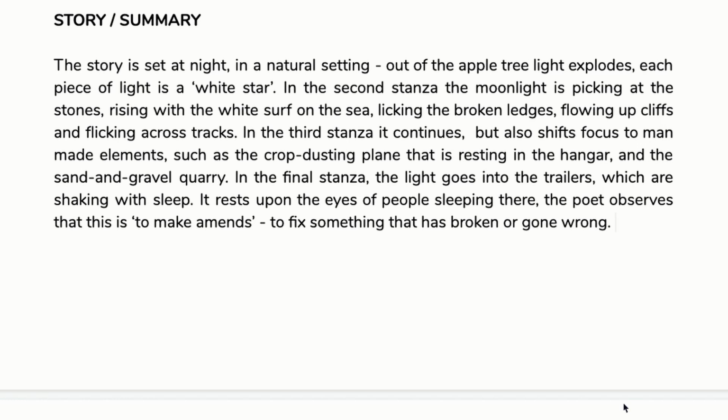Finally, the light goes into the trailers, and we assume that there are people in the trailers, so they're shaking with sleep, and it rests on the eyes of the people who are asleep there. So it bathes the sleepers in the trailers in moonlight. And the poet uses a simile, and she says, as if to make amends. So it feels like this moonlight is really powerful, and it's traveling over the landscape, and it's trying to fix something that has gone wrong, maybe something that's gone wrong between humans and nature.